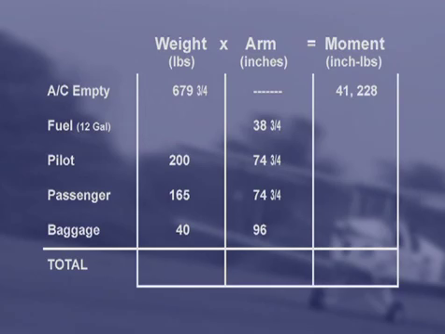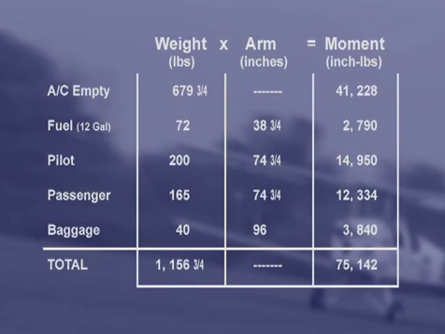Our fuel, 12 US gallons. A US gallon weighs, if you go back to the AIP or the Canada Flight Supplement, 6 pounds. So 6 times 12 is 72. Now we need to do the math to add all this stuff up. So we did a little bit of calculating here. We multiplied our weights times our arms. We add up our moments, add up our weights.